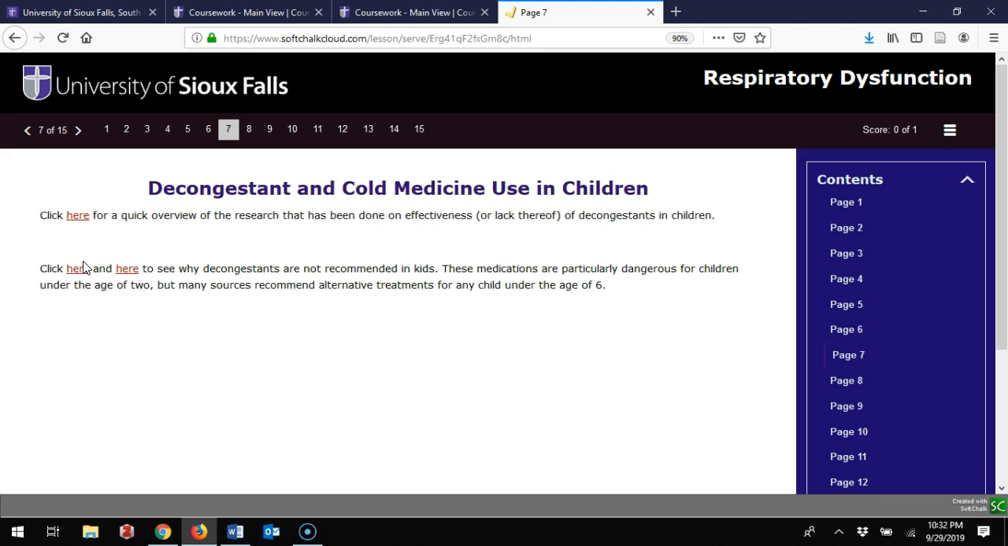When these children are sleeping at night, they tend to decrease their level of consciousness to the point where they don't want to breathe, and that causes complications, of course. For those older kids that are older than 6, I only do it at sleep because during the day I want to have them cough and get the secretions out. So the short and sweet of decongestants and cold medicine use in kids is really don't do it. It's not recommended, and it can be very dangerous, especially for young kids.